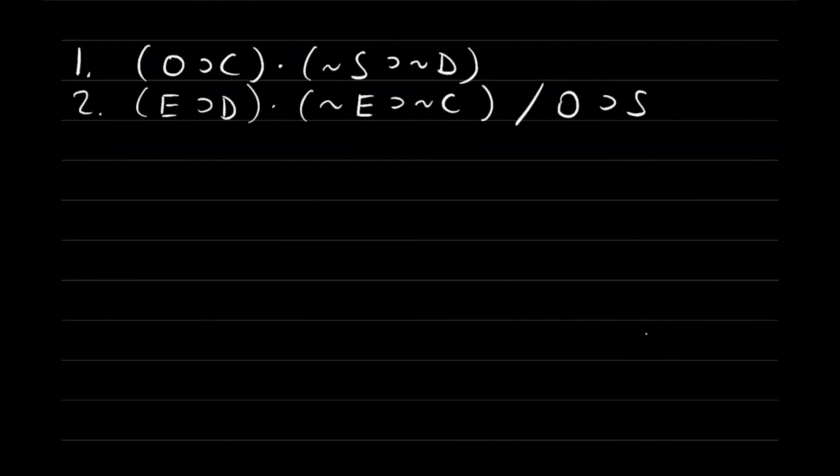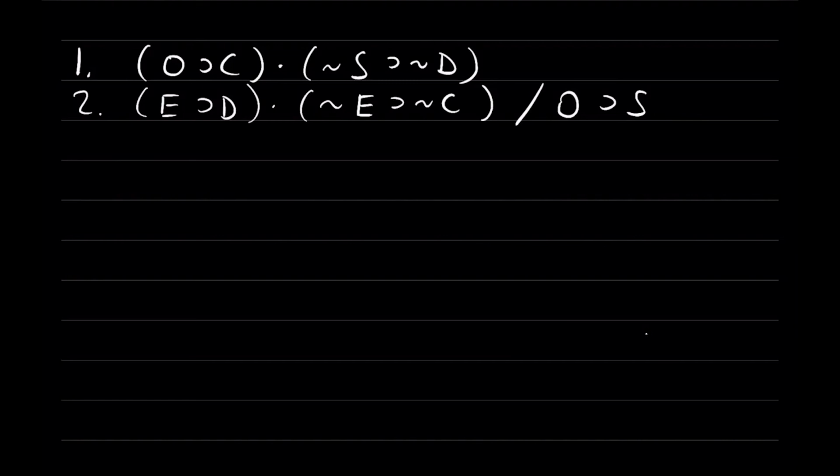This next proof has a couple of fairly intimidating premises. The first premise is O implies C and not S implies not D. Line 2 tells us that E implies D and not E implies not C. And we're trying to show from that that O implies S.